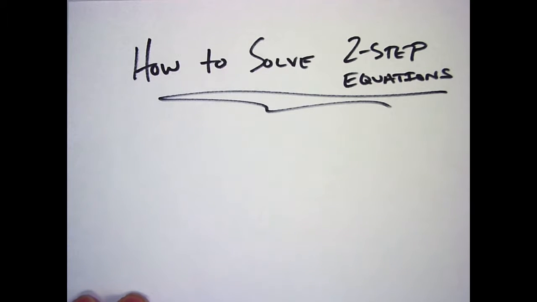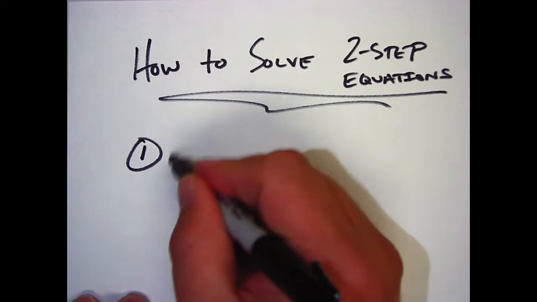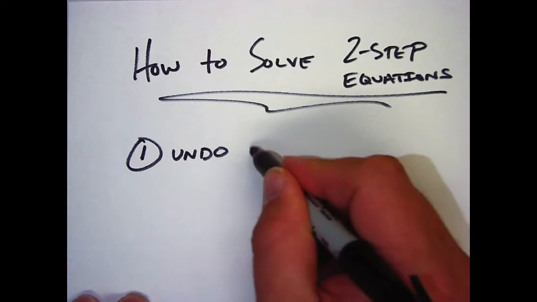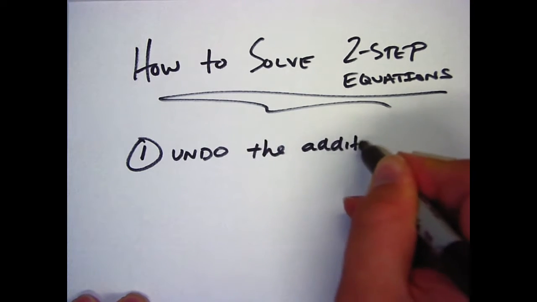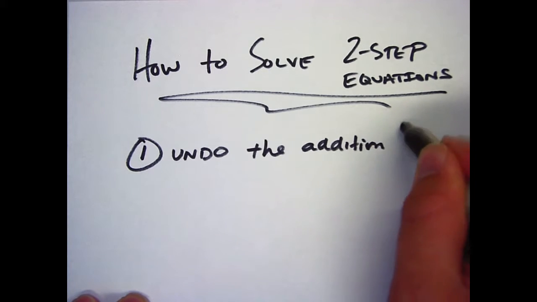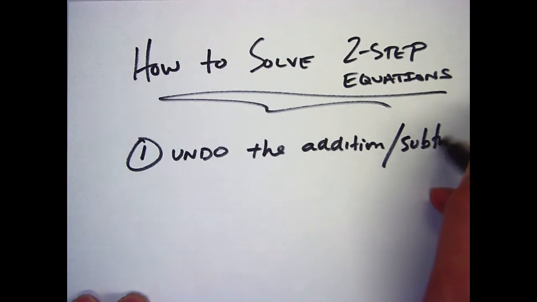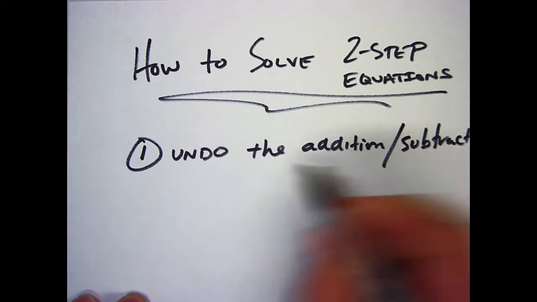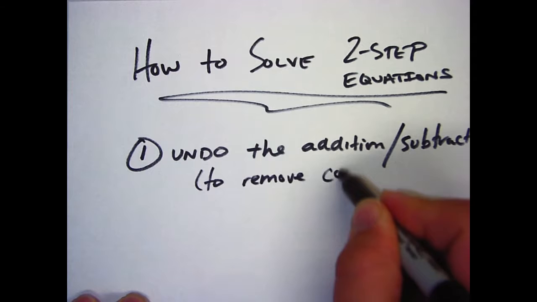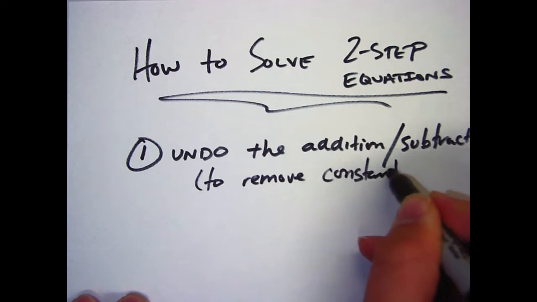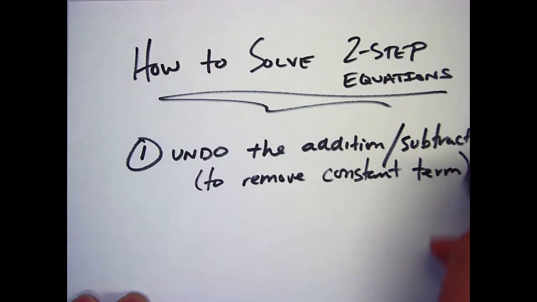All right, so to do this, the first thing that we have to do is undo the addition, subtraction. And we do this to remove the constant term. Let's move it to the other side.